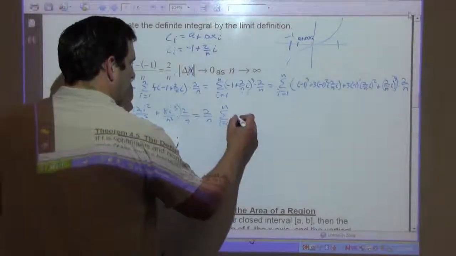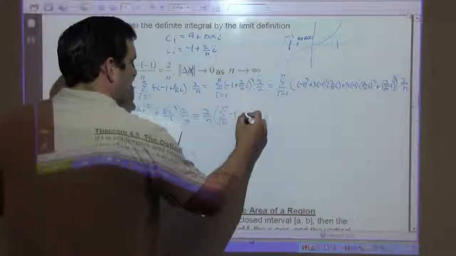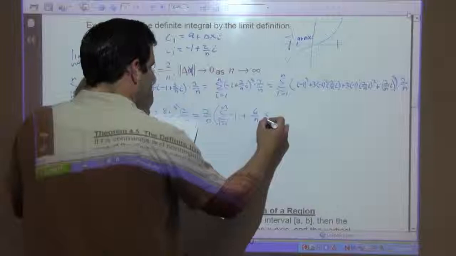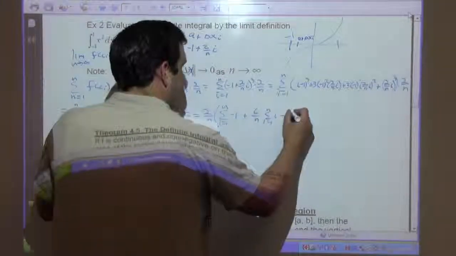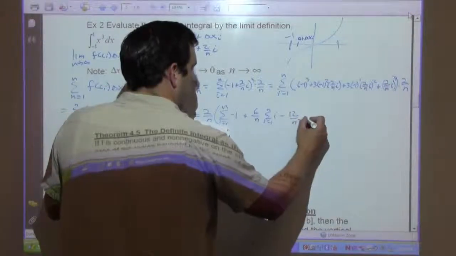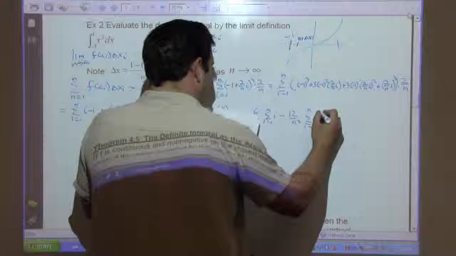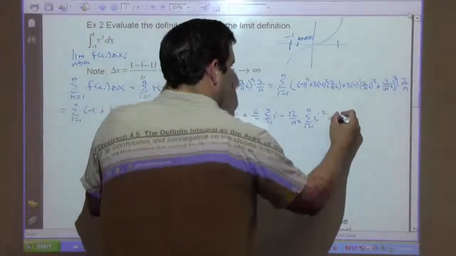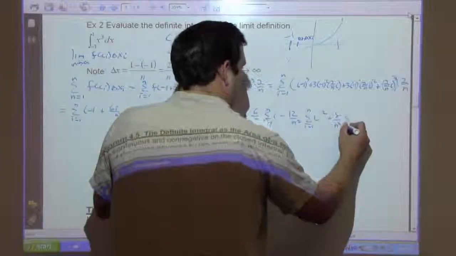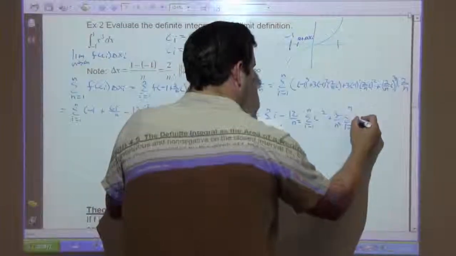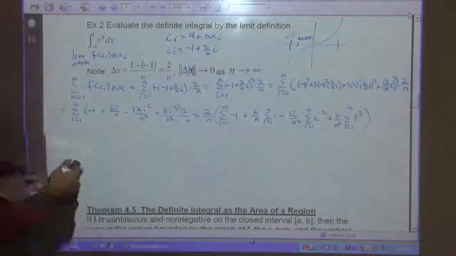And we have the sum for -1, plus 6 over n times the sum as i goes from 1 to n of i, minus 12 over n squared times the sum i goes from 1 to n of i squared, plus 8 over n cubed times the sum i goes from 1 to n of i cubed.